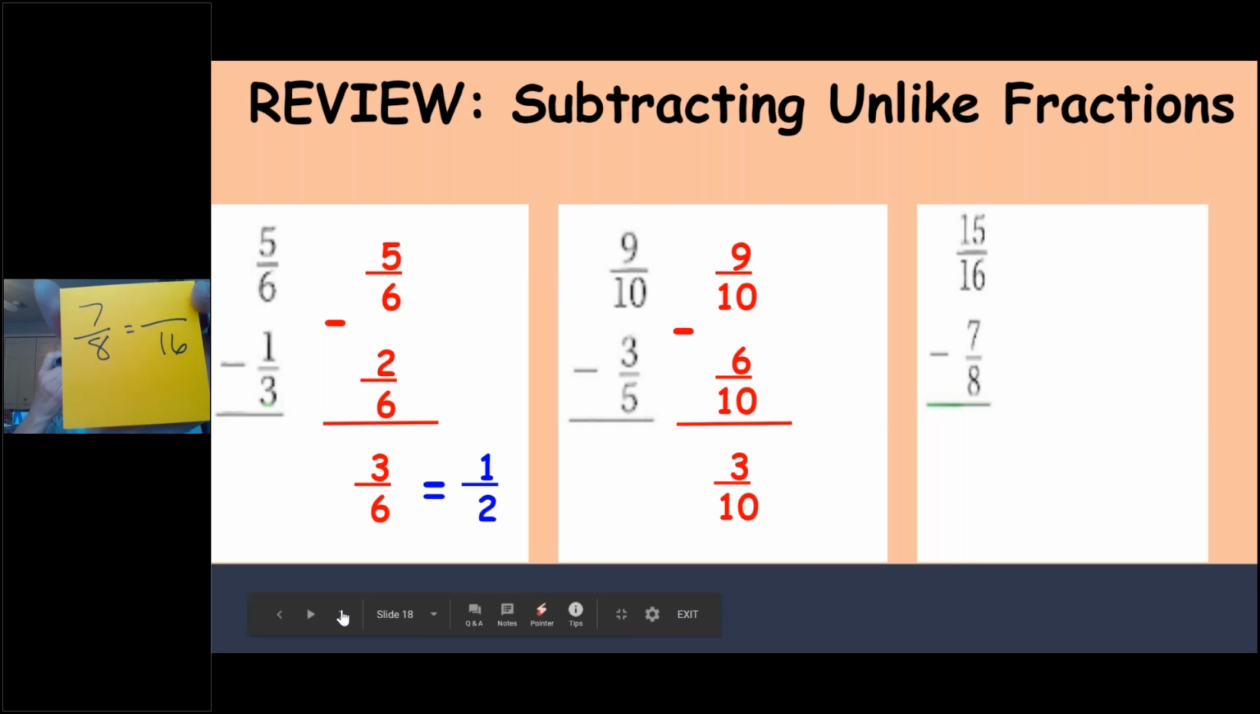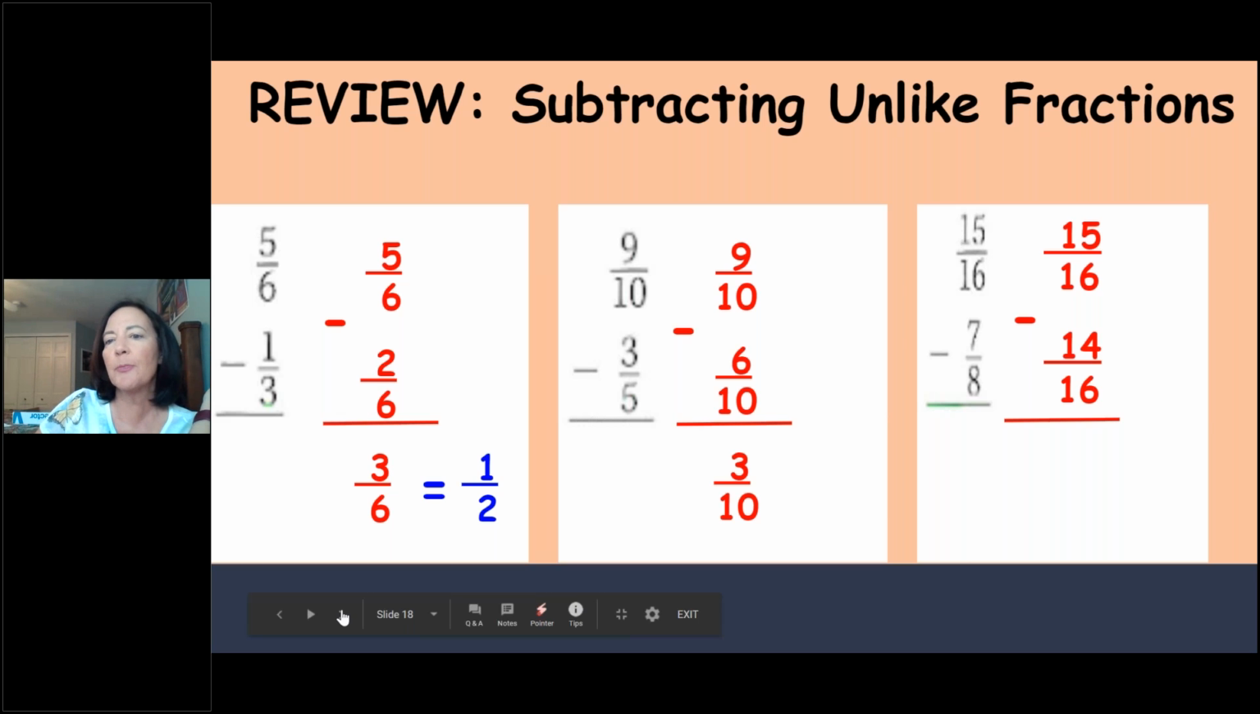Look at the bottom. 8 times by what equals 16? 2. Nice. So that means 7 times by 2 is going to be how much? 14/16. That's it. And so we could rewrite the problem as 15/16 minus 14/16. So what's the answer to this problem? 1 over 16. Nice. That's it.